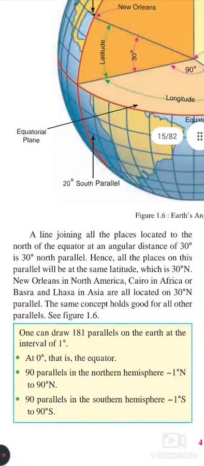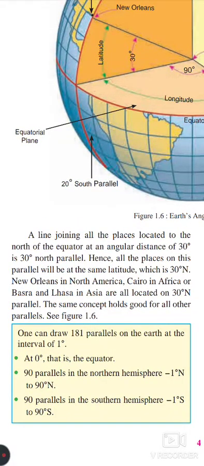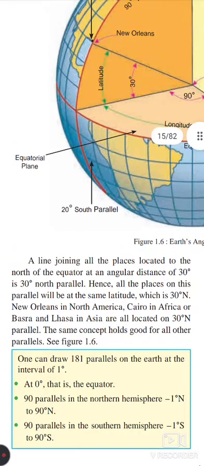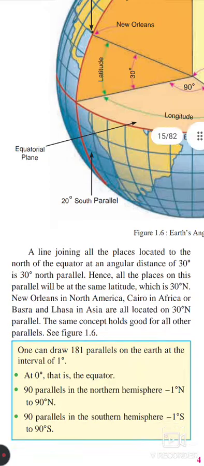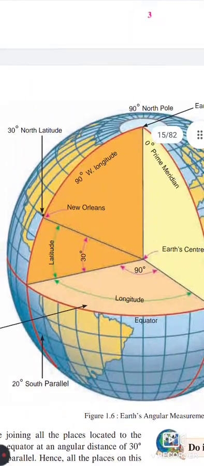The line joins all the places located to the north of the equator at an angular distance of 30 degrees. This is the 30-degree north parallel, and all places on this parallel have the same latitude, 30 degrees north. New Orleans in North America, Cairo in Africa, or Basra or Lhasa in Asia are located on the 30-degree north parallel, and the same concept holds good for all the parallels. See the figure, here are the parallels.